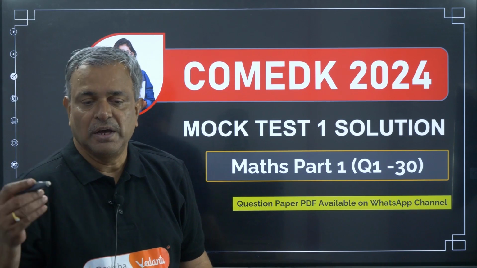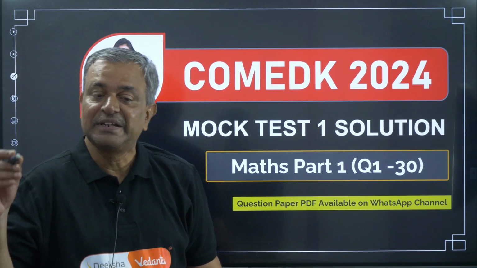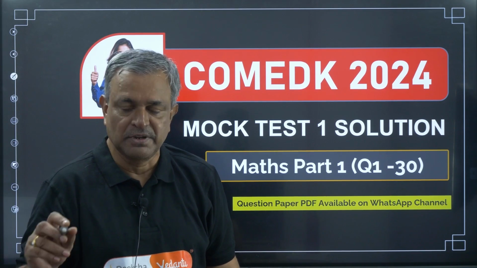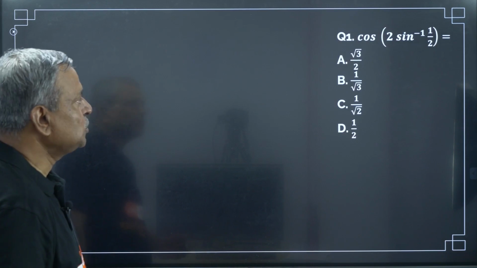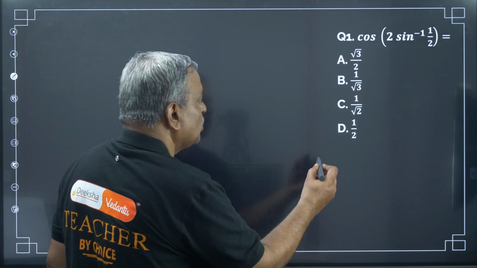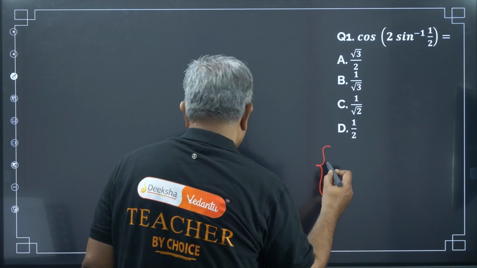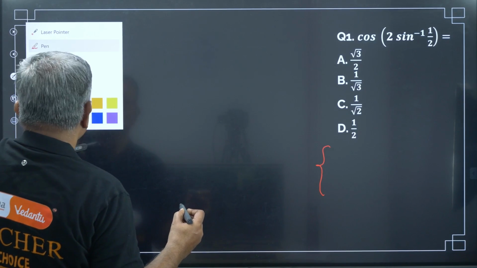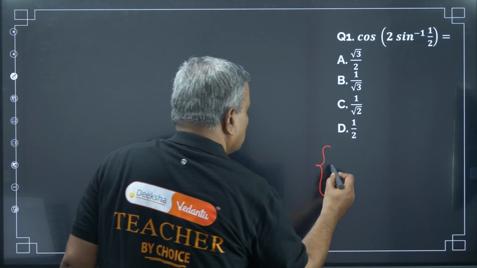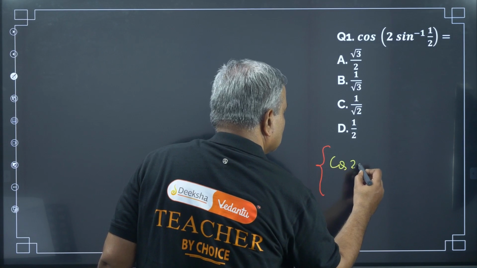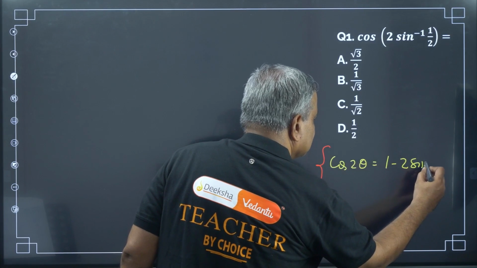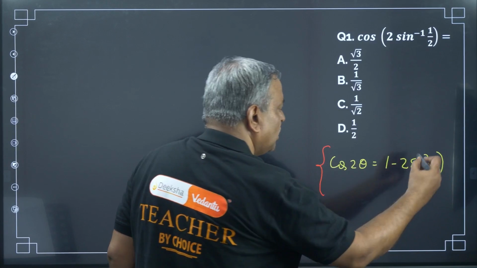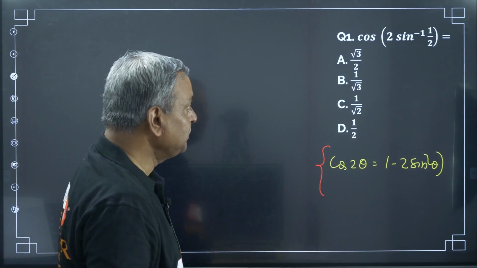Please write each and every question properly, and most important is the concept, because those concepts will be useful in the upcoming test. So first question, if you observe this, what is the concept? The concept is cos 2 theta. What is cos 2 theta? 1 minus 2 sine square theta. That's all. That's the concept.